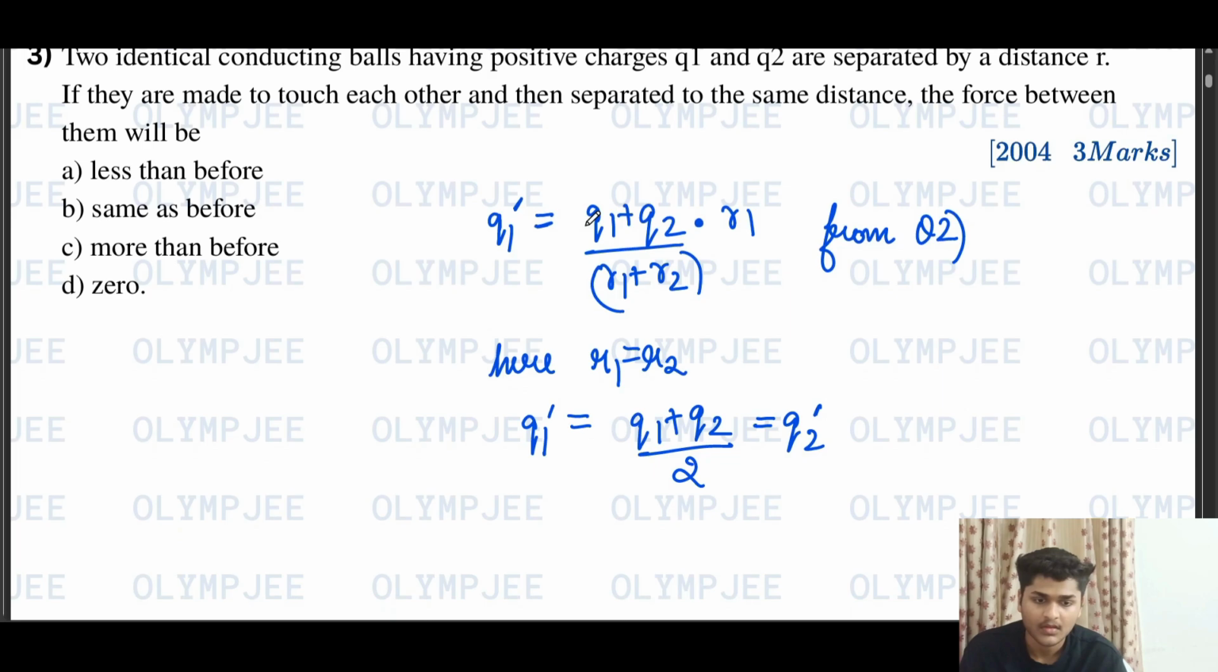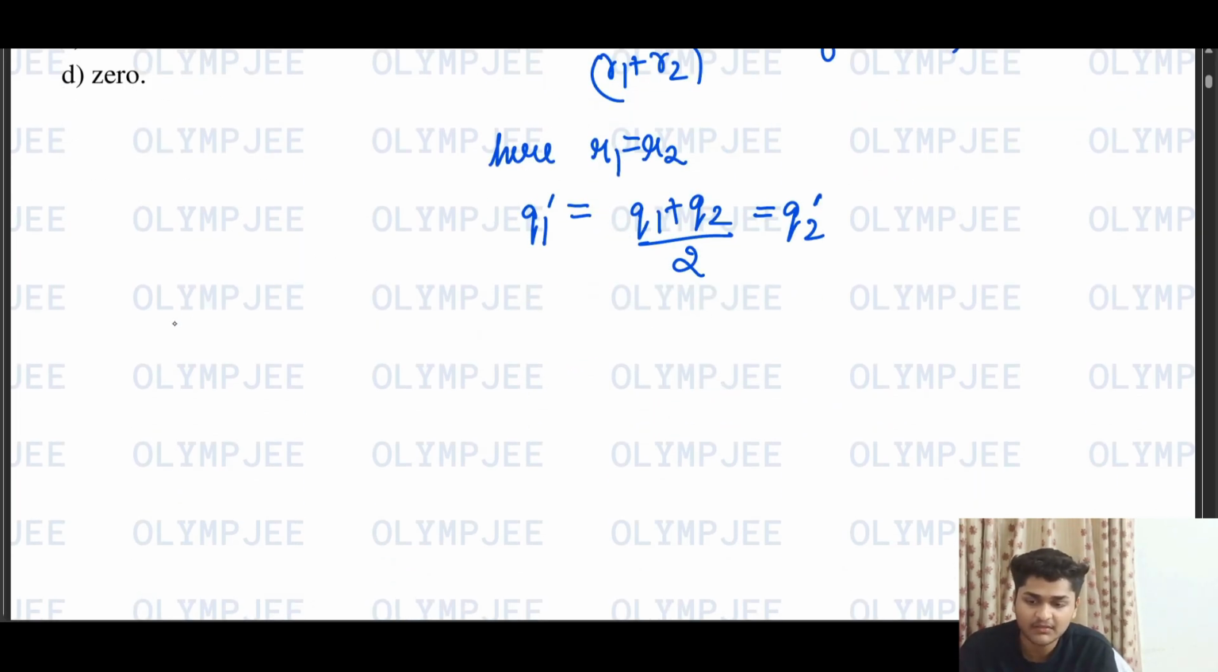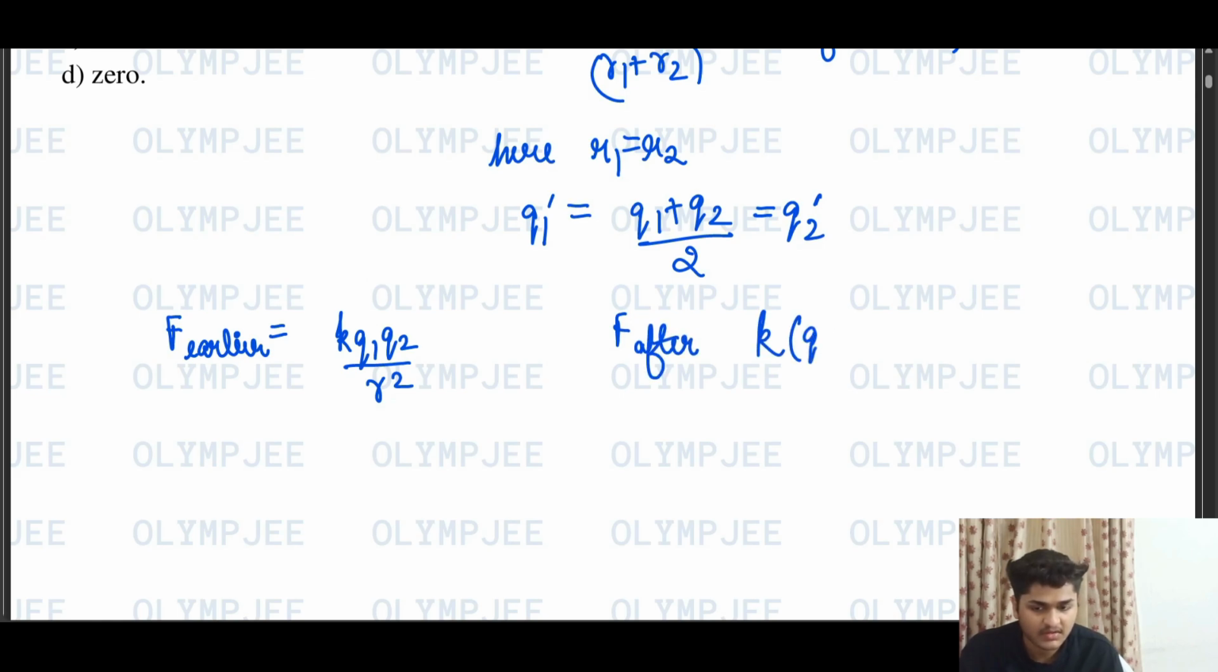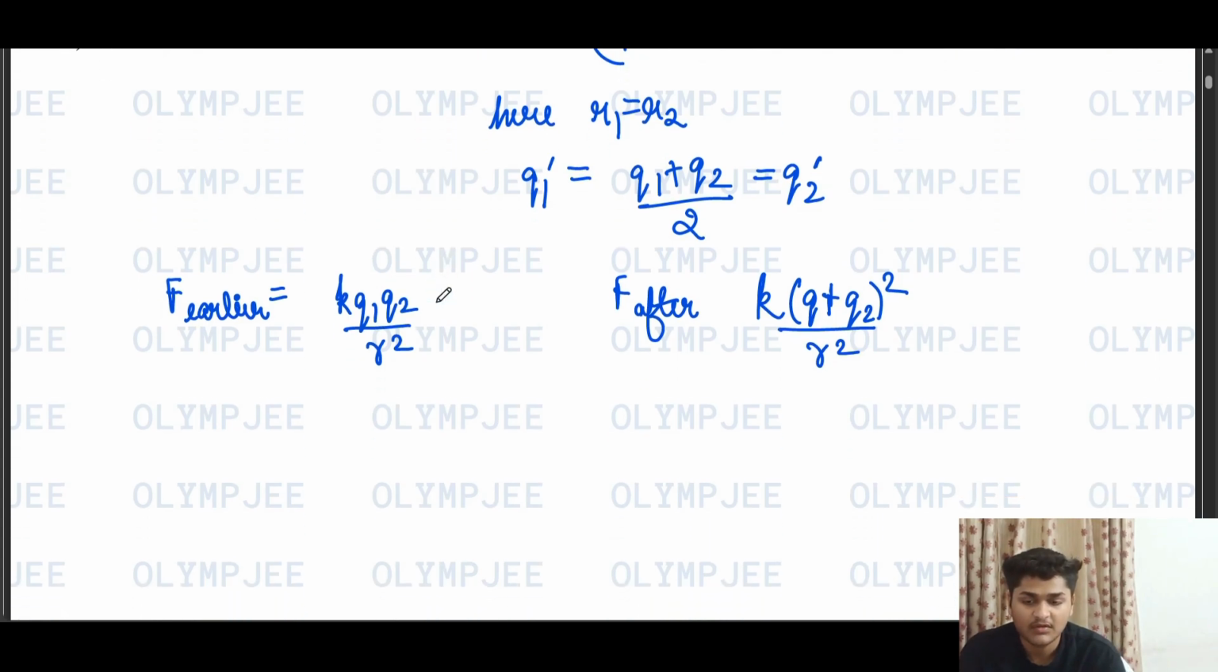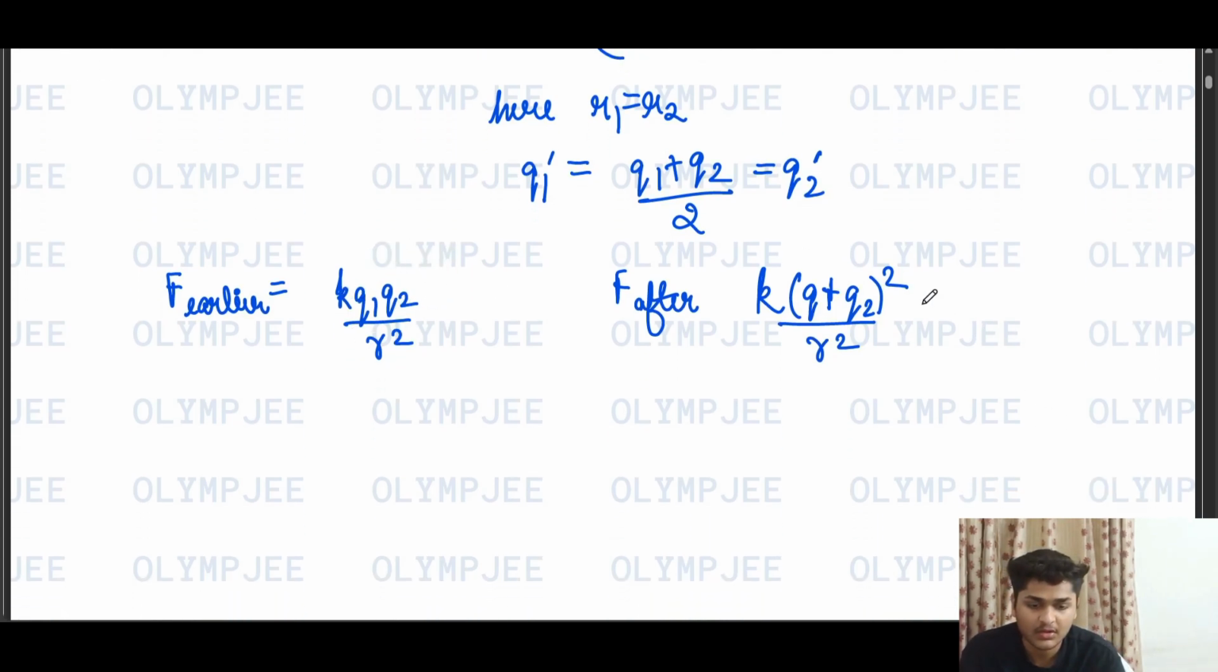So the force between them was earlier K Q1 Q2 by R square, and force after has become K (Q1 plus Q2 by 2) whole square divided by R square. So now we need to compare between Q1 Q2 and (Q1 plus Q2 by 2) whole square. Sorry, there will be a 2 also.